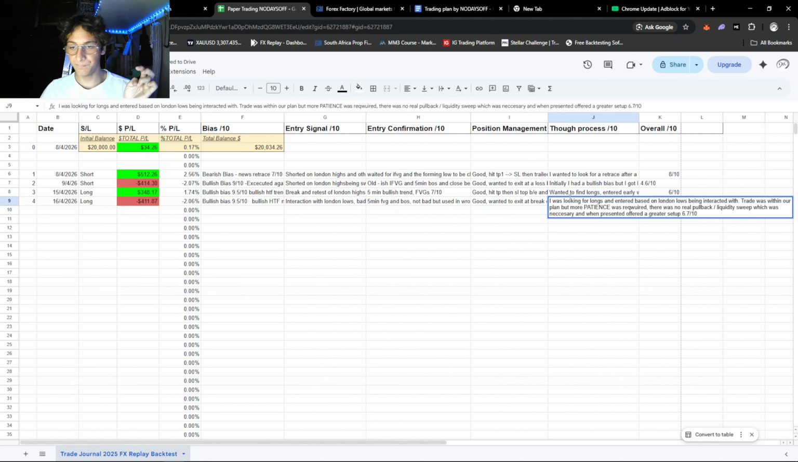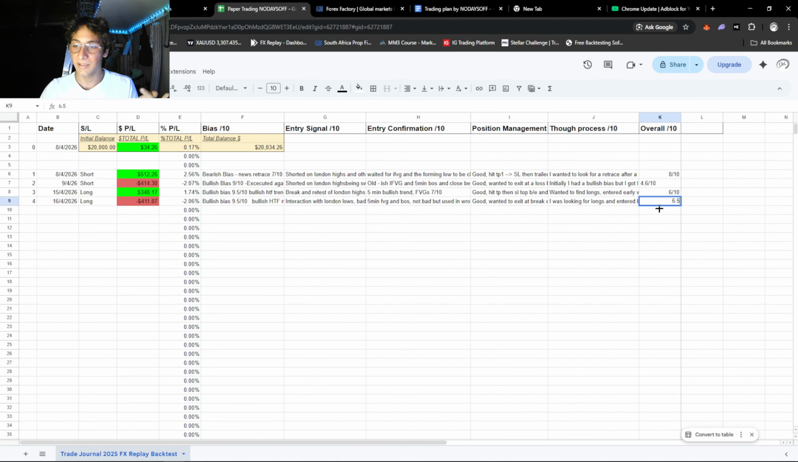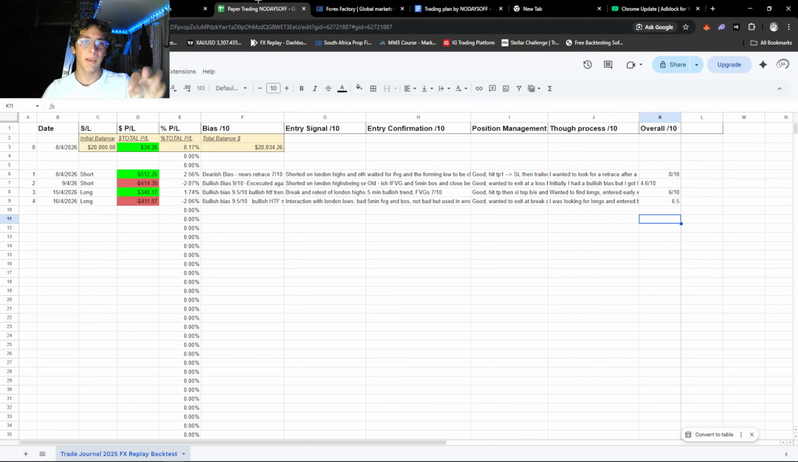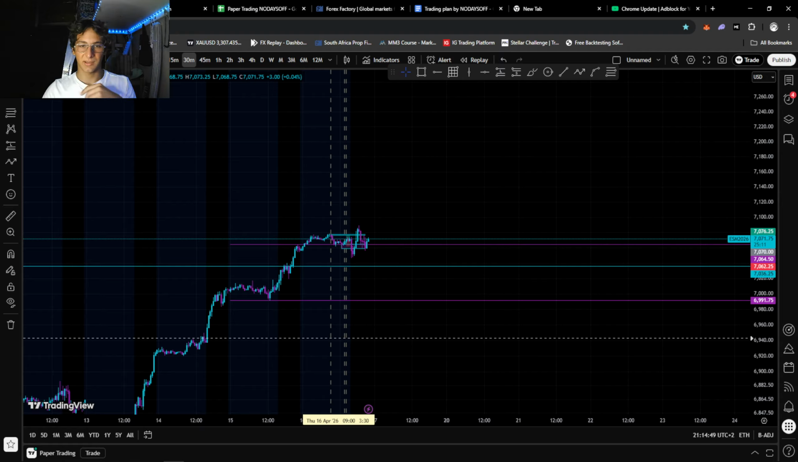Thought process. I was looking for longs and I entered based off of London lows being interacted with. The trade was within our trading plan, but more patience was required. There was no real pullback or liquidity sweep, which was necessary, and when it presented itself, it did offer a greater setup. 6.7 out of 10. So I rated this trade a 6.5 in total. Technically in the demo we're up because of that mistake I made, but I'm not counting it because it's unrealistic.